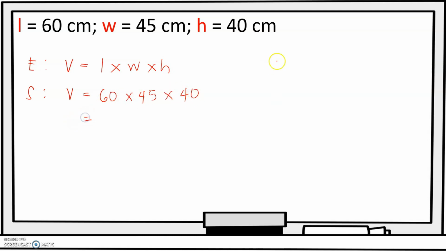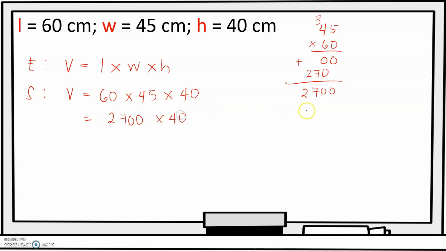Okay, now let's solve. We have 45 times 60. Since we have a 0 and 0 multiplied to any number will just give us 0, let's write 0, 0 here. Then 6 times 5 is 30. 6 times 4 is 24, plus 3, that's 27. We will have 2,700. But remember that we still need to multiply it by 40. So let's continue our solution.